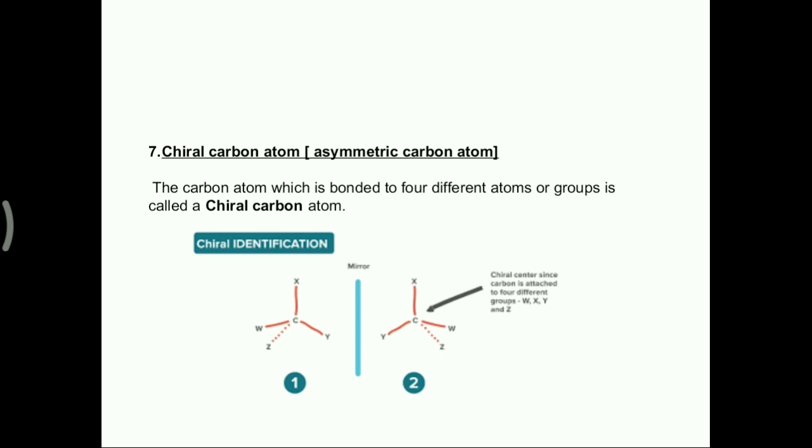Chiral carbon atom or asymmetric carbon atom. The carbon atom which is bonded to four different atoms or groups is called a chiral carbon atom. Look at the example given over there. The carbon atom is at the center and it is bonded to four different groups X, Y, Z and W. Then we say the carbon atom is a chiral carbon atom. The second image is a mirror image of the first one, but both are non-superimposable.